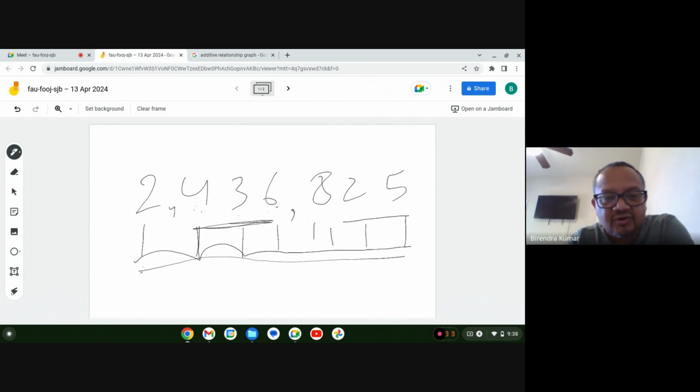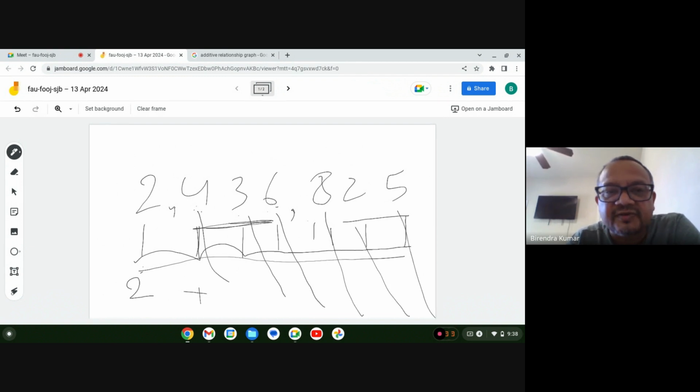So if you go on breaking it, if you go on expanding it, it will become 2 million plus 400,000 plus 30,000 plus 6,000 plus 800 plus 20 plus 5. That is how you will expand it.